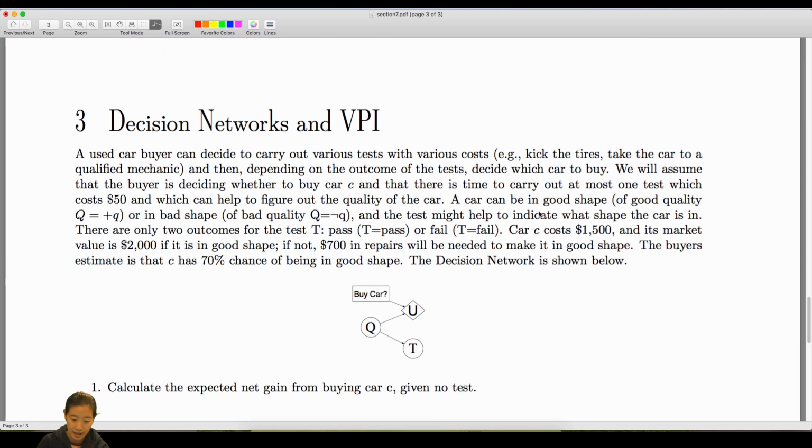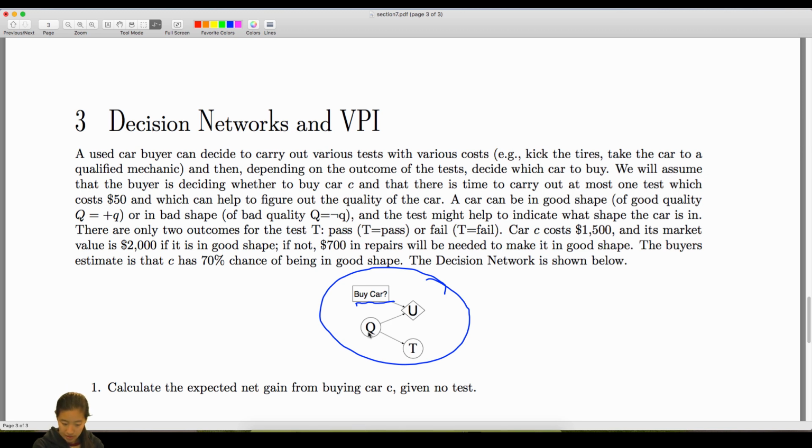Okay, so the last question in this week's discussion worksheet is a decision network and VPI question. A decision network and VPI question usually consists of a decision network where we have things similar to what we saw before, which is T depends on Q. And then this utility node. This utility node is slightly different from an actual outcome, but it also depends on stuff. So there's an action, which in our case is to buy a car or not buy a car, and Q, which is the quality. So it's going to depend on those two values.